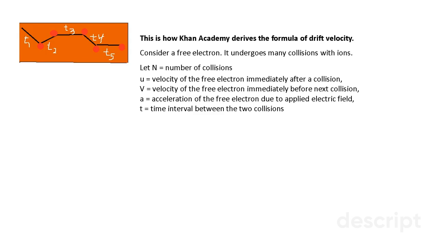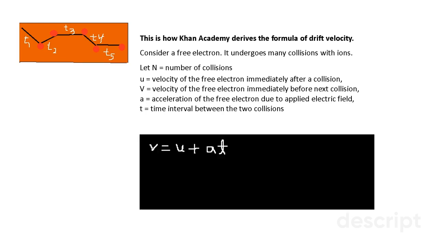between two collisions. Since the time interval between two collisions is not a constant, it can vary. For example, it may be t1 or t2 or t3 and so on, as shown in the diagram. As we will see, the acceleration of a free electron between two successive collisions is a constant. So we can write v equals u plus a into t.